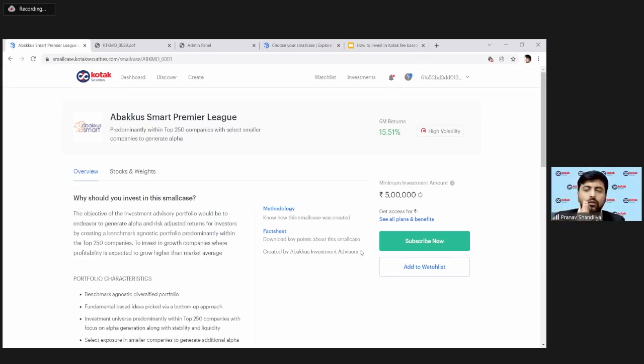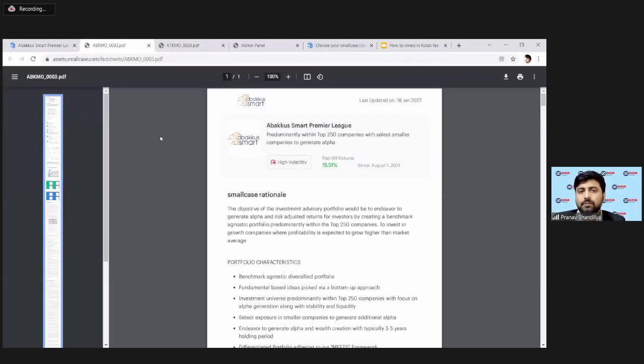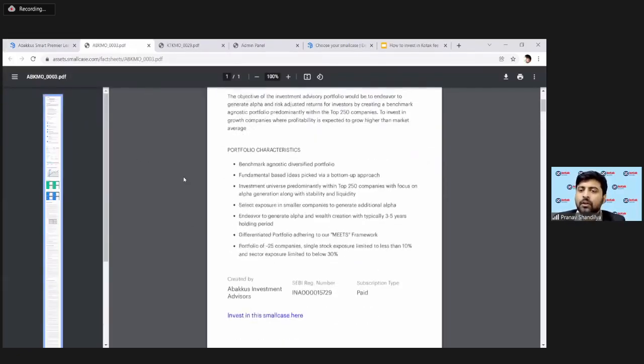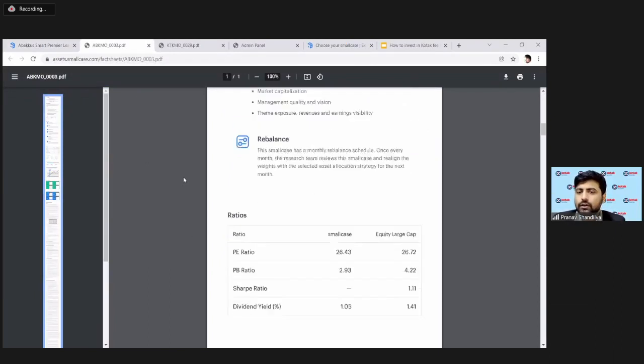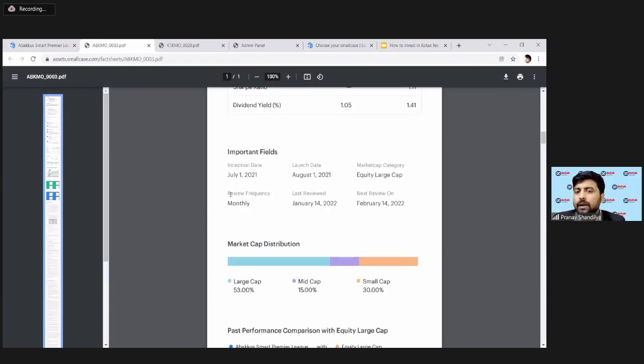So if you want to find out when a rebalance is going to happen for a particular basket, what you can do is click on the fact sheet. For example, if you click on this particular fact sheet of Abacus, you'll be able to scroll down and see the review frequency. For this portfolio, Abacus Smart Premier League, the review frequency is monthly, which means once in a month, Abacus Investment Advisors is coming over.